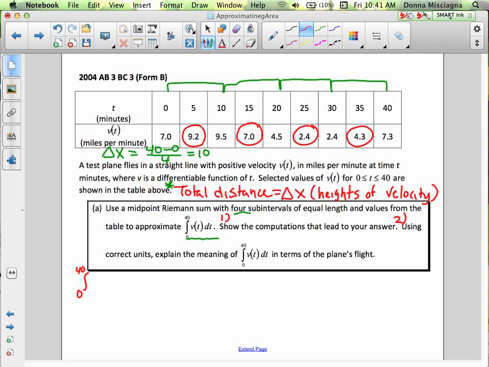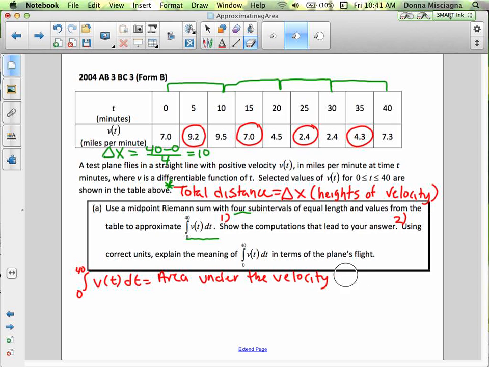From 0 to 40, the integral of v of t dt is equal to the area under the velocity curve. So make sure, by the way, you're filling in your notes, because this is a key idea. Oops. I don't know what happened to my v there. Which equals total distance traveled.